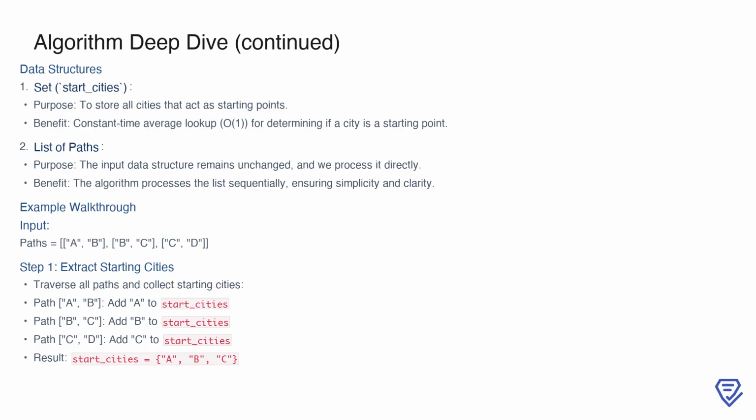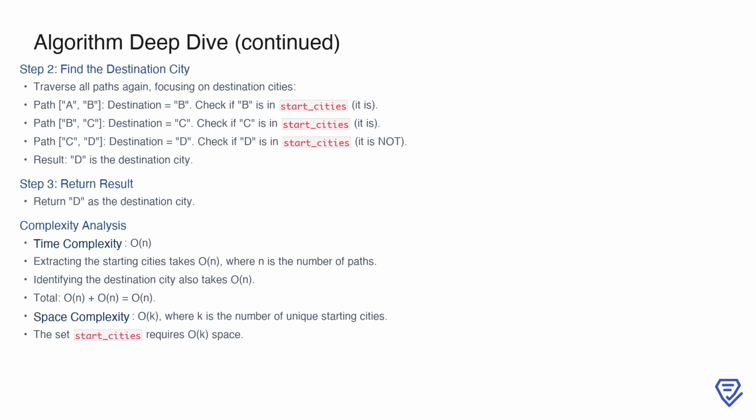At the end of this step, start_cities contains A, B, C. These are all the cities that act as starting points in the given paths. Now that we have the set of starting cities, we can find the destination city by examining the destination city in each path. For the path A, B, the destination is B.